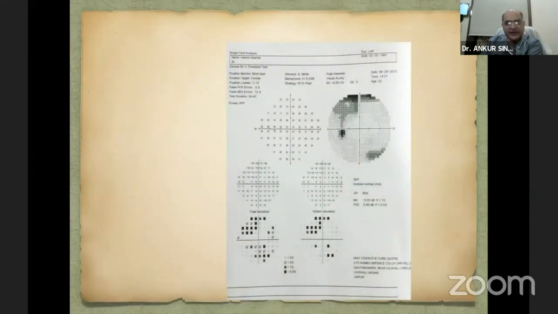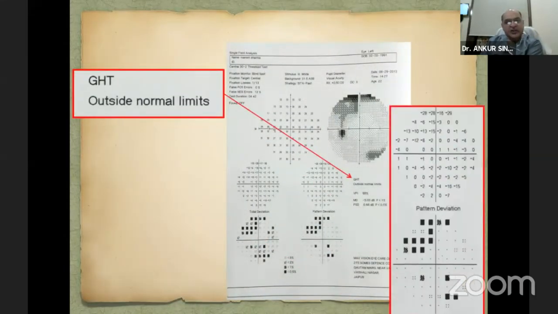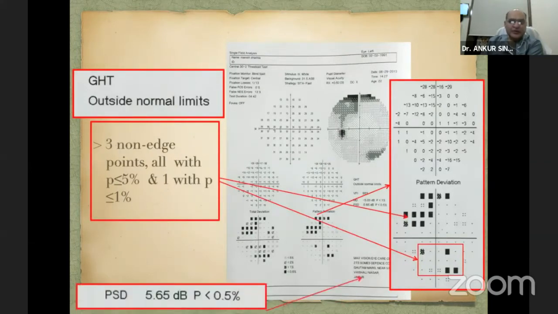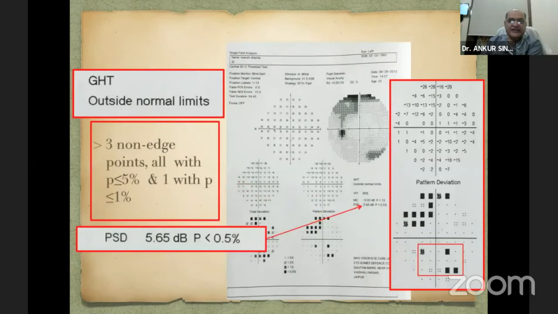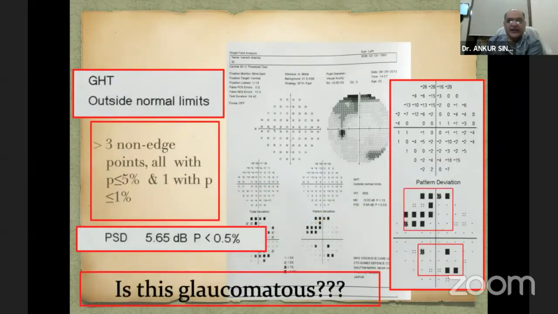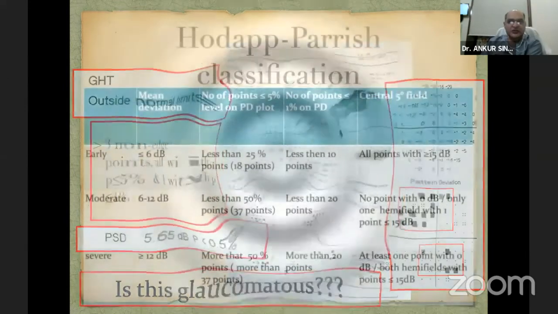Now, look at this field. The GHT is outside normal limits. Then we have a cluster of more than 3 non-edge points having a p-value of less than 5%, and at least one of them having less than 1%, and PSD is definitely less than 5%. So as per this definition, is this glaucomatous? A youngster or a fresh pass-out may think that this is a glaucomatous visual field defect.